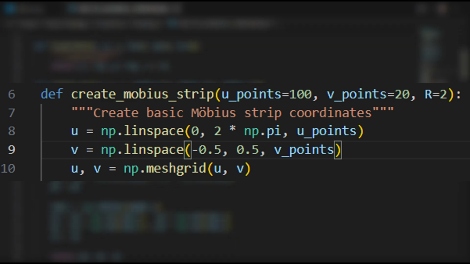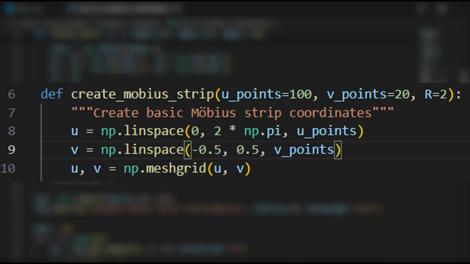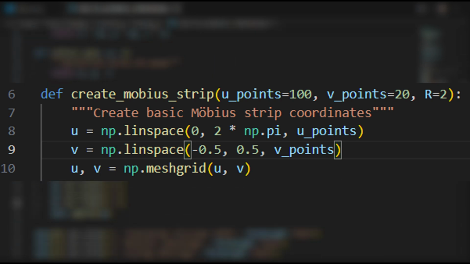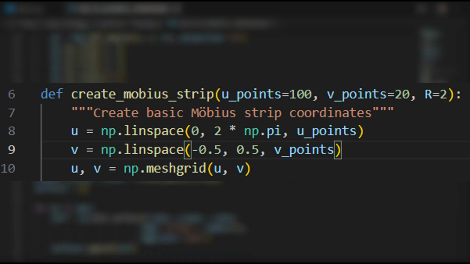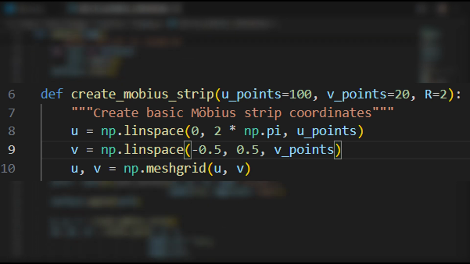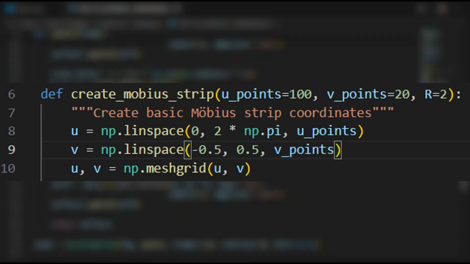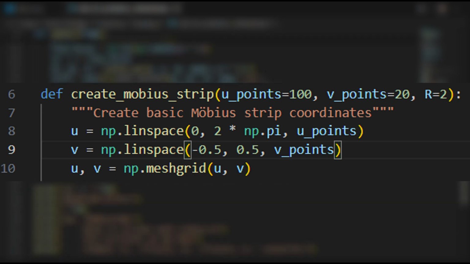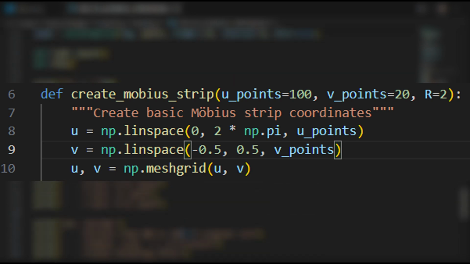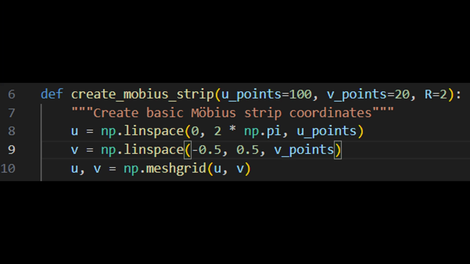Next, I will explain how the create movie strip function works, including the inputs, how the mesh is created, and the mathematical equations behind it. The function takes three inputs, u points, v points, and r. This controls the resolution and the size of the movie strip. First, the function creates two parameter vectors. The first one is u, which transforms our movie strip in 3D space.